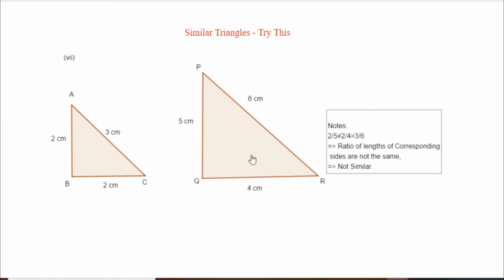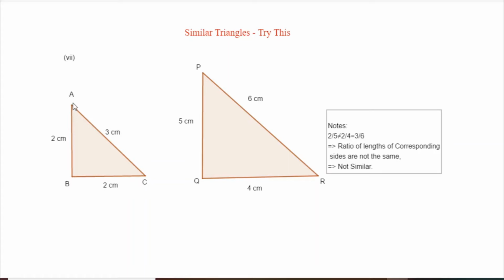or if you take it otherwise, because earlier we took 3 to 6, meaning we started from ABC to PQR. We took the ratio of AC to PR. Now this time we take the ratio of BC to QR. It would be 2 by 4. So 2 by 4 is equal to 3 by 6.